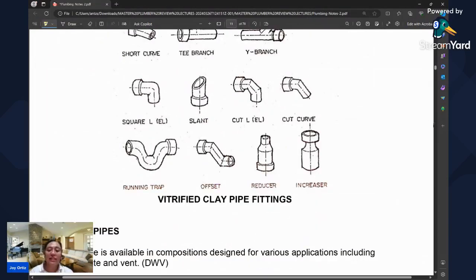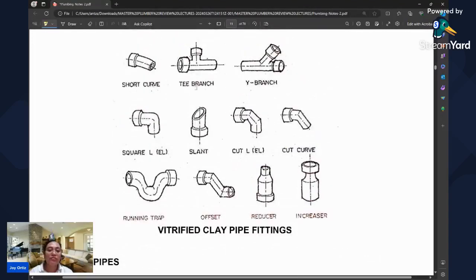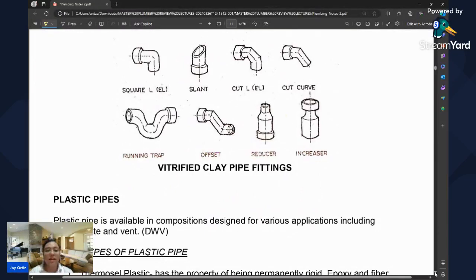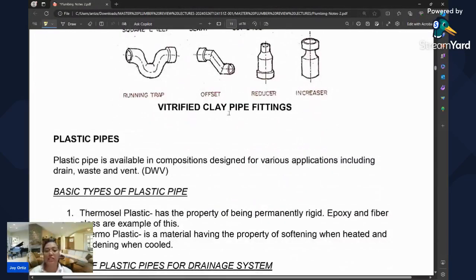So here's the vertical clay pipe fittings. We have the short curve, T branches, Y branch, square, L, slant, the cut L, the cut curve, the running prop, offset, here's the offset, the reducer, and the increaser. This is the vitrified clay pipe fittings.